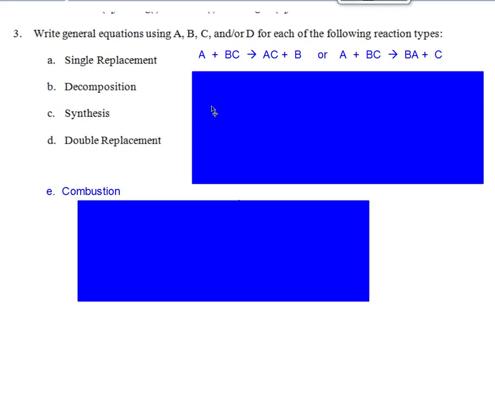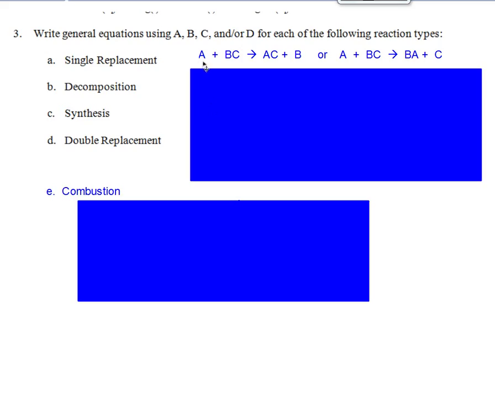Single replacement. In a single replacement, you have a single element replacing one of the others in a compound. Just swapping one for the other. And so A could replace B. There we go. Or A could replace C. There we go. It all depends on whether or not A is a metal or A is a non-metal. More on single replacement reactions in a little bit.